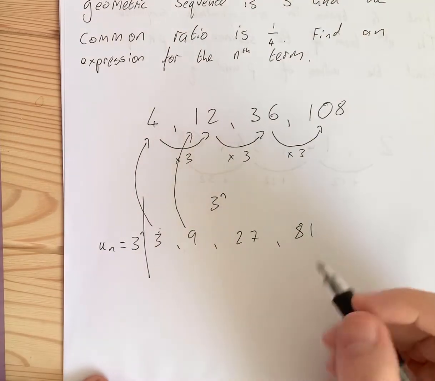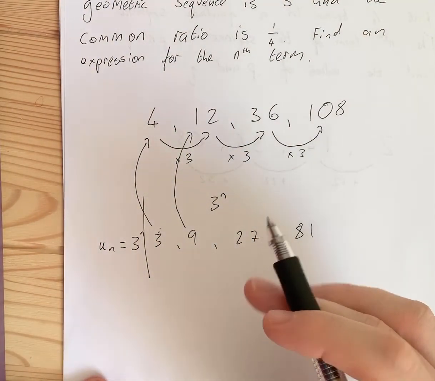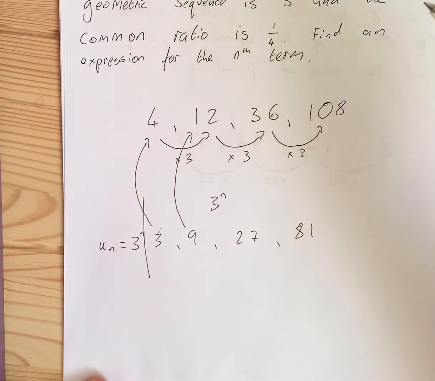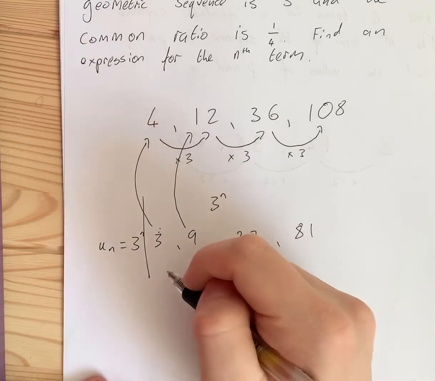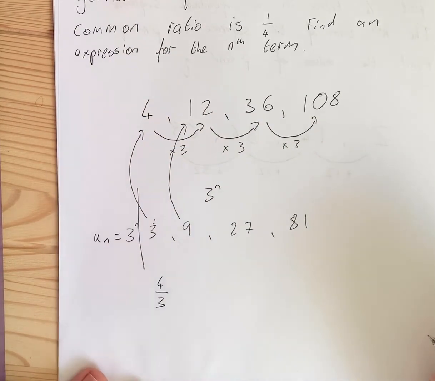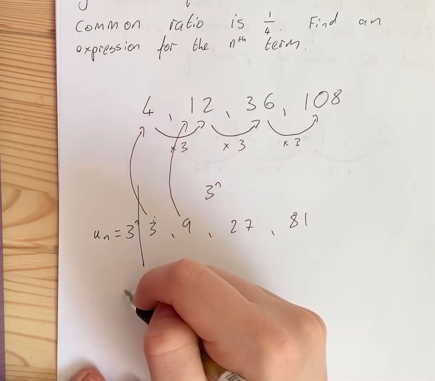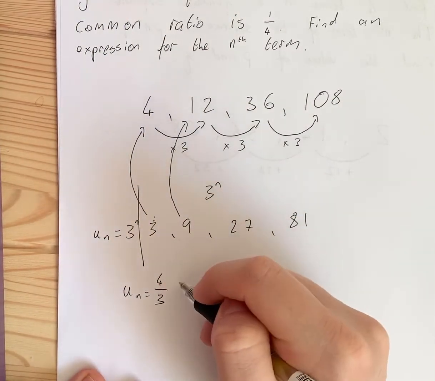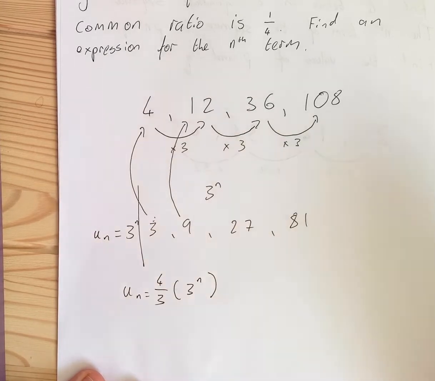So in this case, I need to make a little correction, and it's going to be a multiplicative correction because we're dealing with multiplying each time. So each time I will multiply by 4 over 3, okay? Because 3 times 4 over 3 gives me 4. So my final answer would be u_n equals 4 over 3 times 3 to the n.